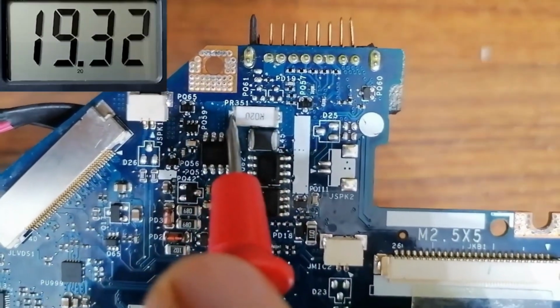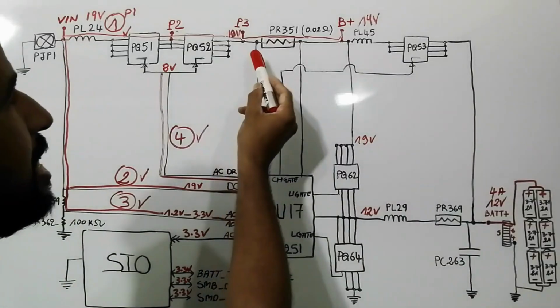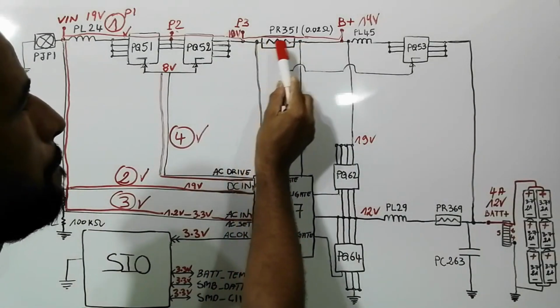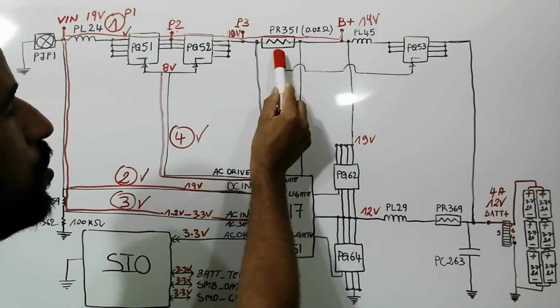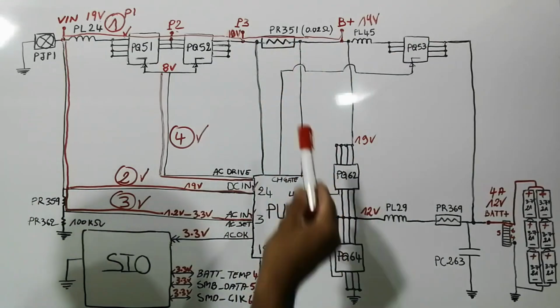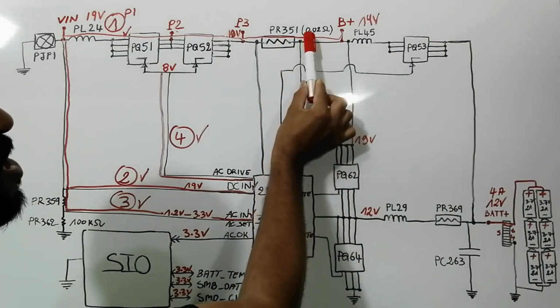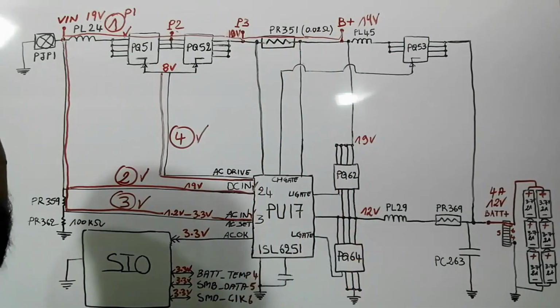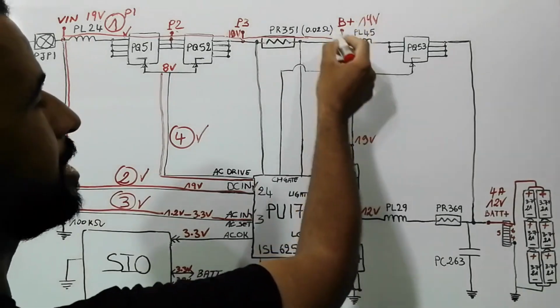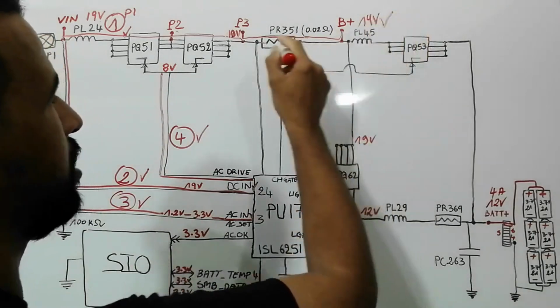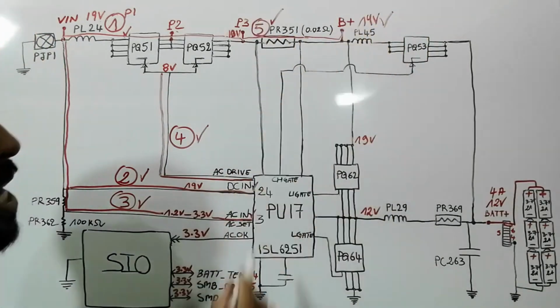We have 19 volts. So once we find 19 volt on both sides of this resistor, why on both sides? Because the resistance is about 0.02 ohm. So the B plus is good. So this step is good. We get the B plus.